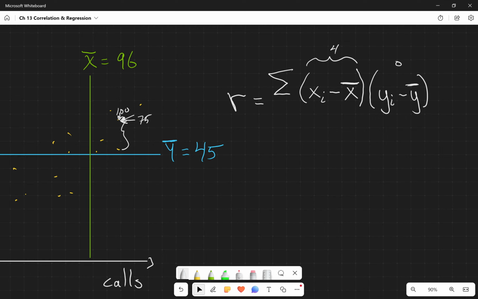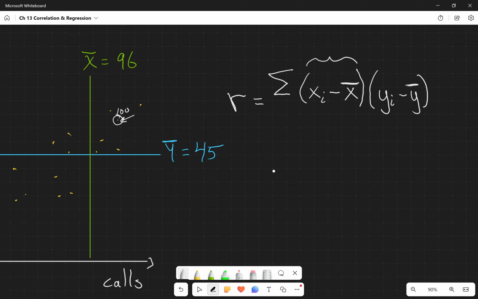Now, the size of these values doesn't necessarily matter so much. Well, they do matter because they're going to tell us the strength of the correlation. But what matters more than the size, even though the size is important, is the sign of them, the direction of them, right? Are they both positive? So for this particular point right here, both of these terms are positive.